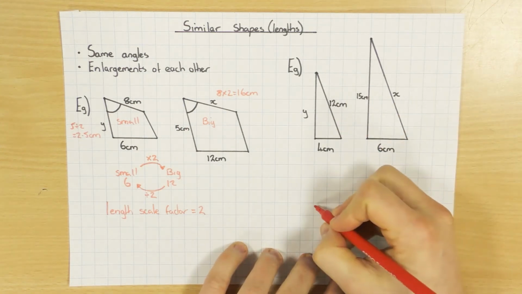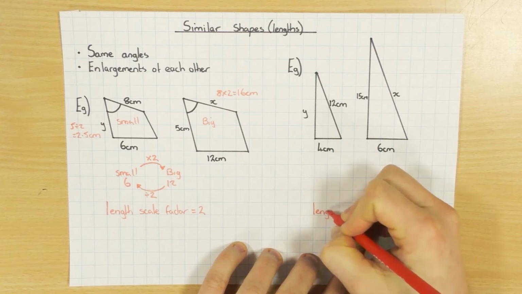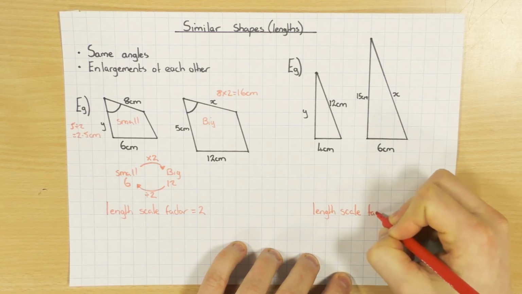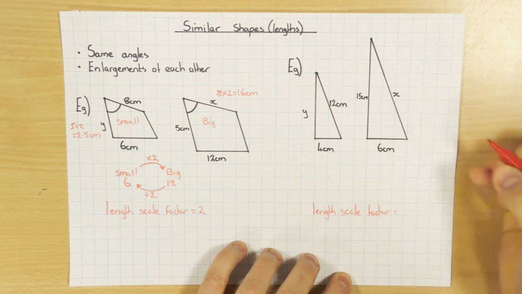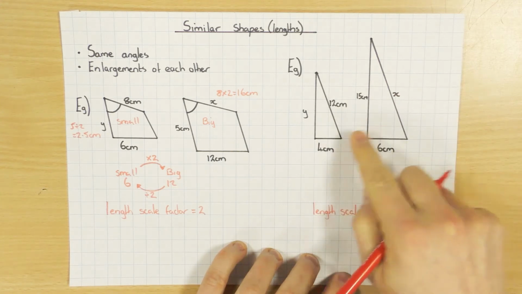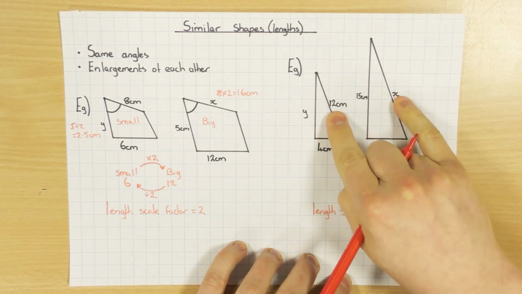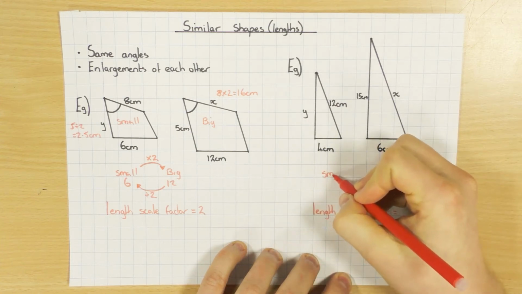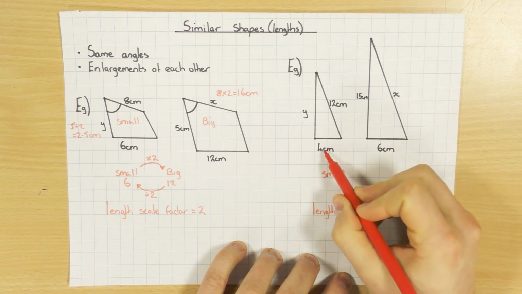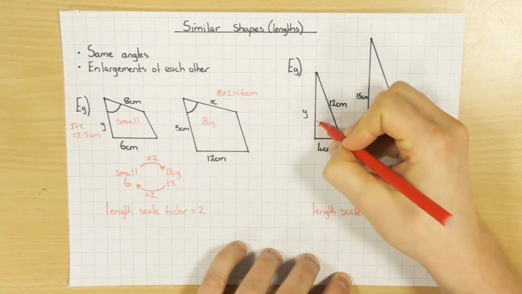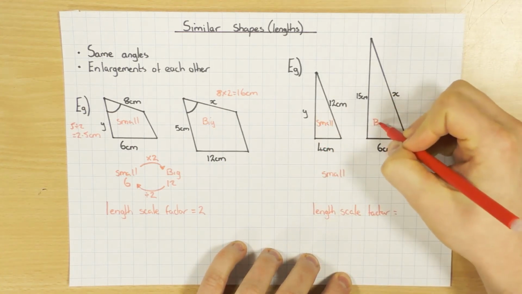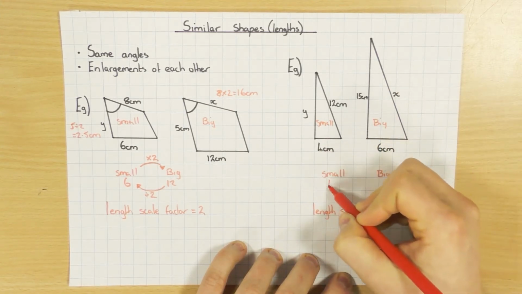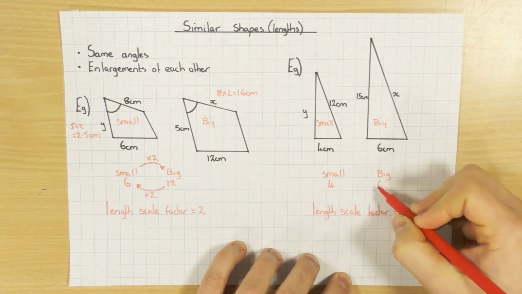Exactly the same thing. I need to work out the length scale factor. So I'm going to make a quick note of that, tell the examiner what I'm doing. And again, I'm looking at this shape here. I can't compare those sides, but I do know these sides. So I'm going to go same thing, small, which is this shape, because 4 is smaller than 6. So small, and this one's the big. And again, the small length there is 4, big length is 6.